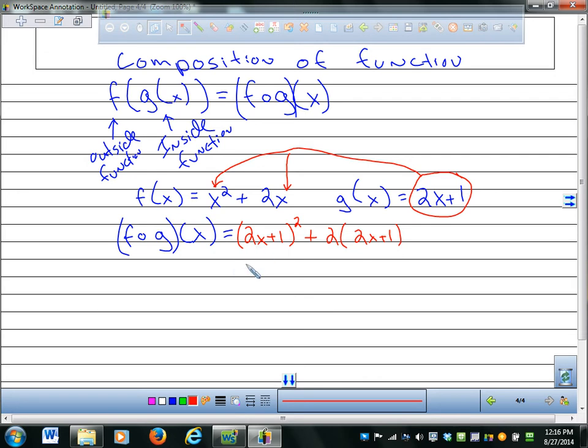Who can tell me what that is? What do you think that is? I just get 4x squared plus 4x plus 1. Good kid. Don't forget those middle terms. So it's 4x squared plus 4x, because you don't forget the outer and inner term, plus 1. Then you distribute this: 4x plus 2. Distributive property. And then you can combine like terms, which gives you 4x squared plus 8x plus 3.